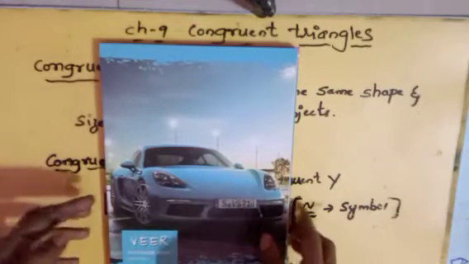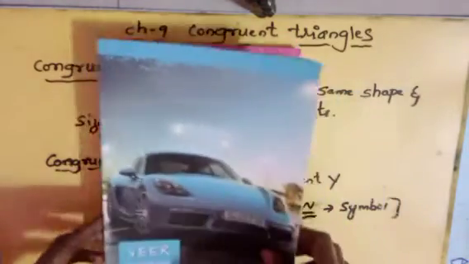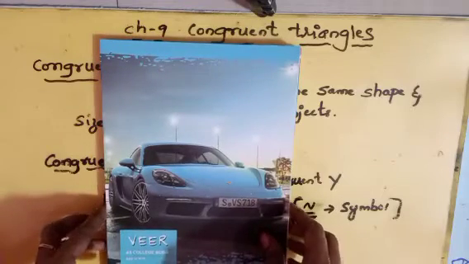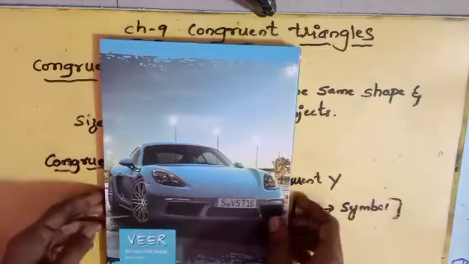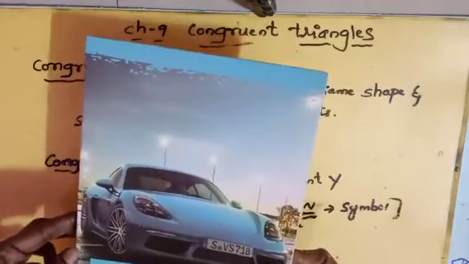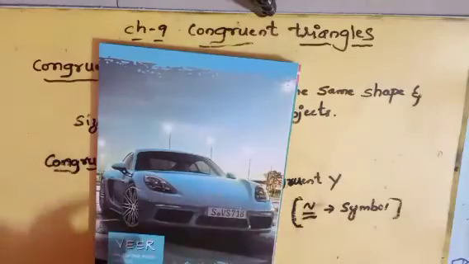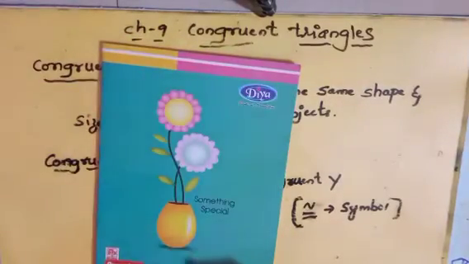Superposition means when the first book is covered exactly by the second book, they are called congruent objects. When two books coincide with each other, they are called congruent objects. The same way, let us take one more example.